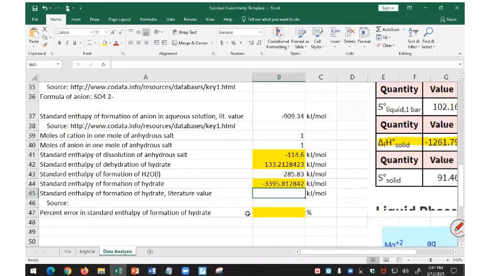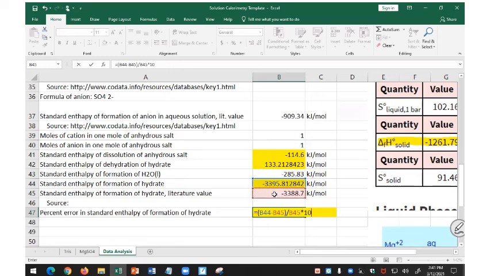So what's the correct value? Wow, 0.7? I got very accurate results, huh? And so percent error would be what? The experimental value based on the experimental data you got minus the literature value, divided by the literature value, times 100%. 0.2% error.